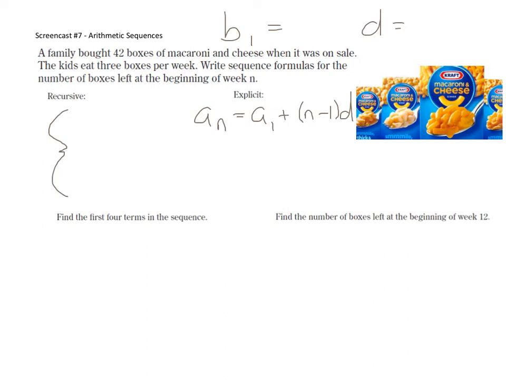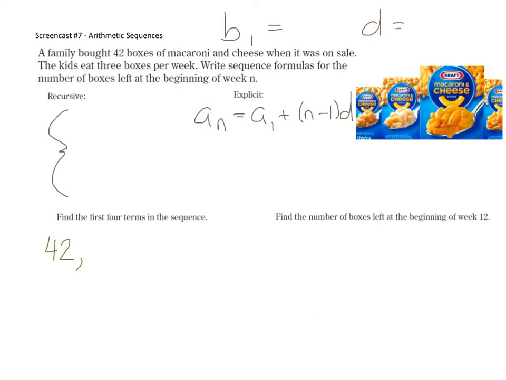So let's see here. Well, we know at week 1, in other words, when n is equal to 1, they have a full cupboard of 42 boxes of macaroni and cheese.